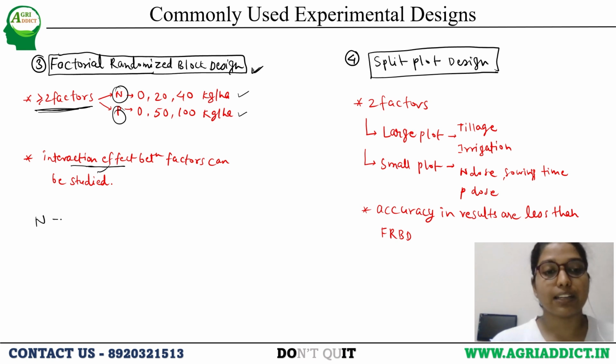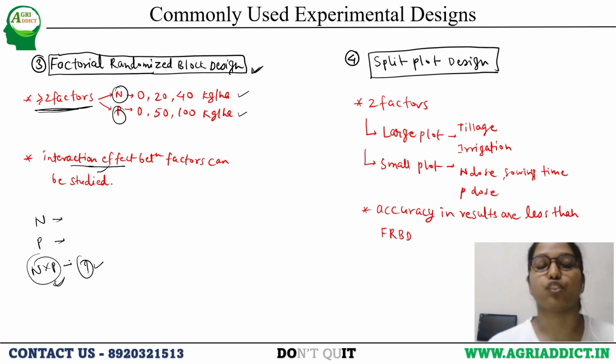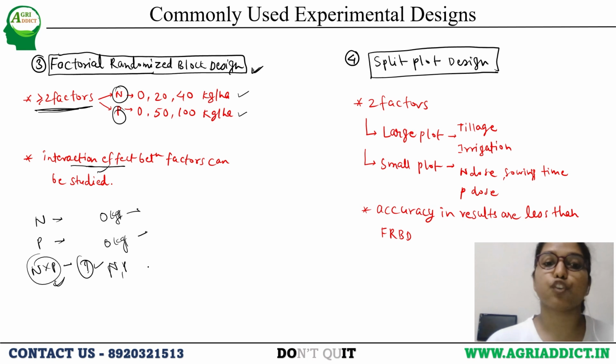Say this is the first factor, nitrogen and phosphorus. And nitrogen and phosphorus together, what effect they are producing, we can study. We can study the interaction of nitrogen with phosphorus. If we are giving 0 kg nitrogen and 0 kg phosphorus, there's a single effect, and when we are giving no phosphorus, no potassium, what is the effect? Then if we are giving 20 kg nitrogen and 50 kg phosphorus, then what is the effect of these two together? We can study the interaction.